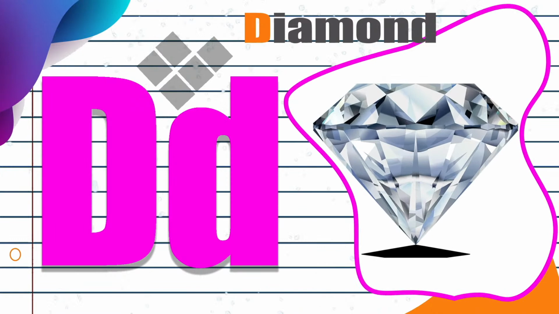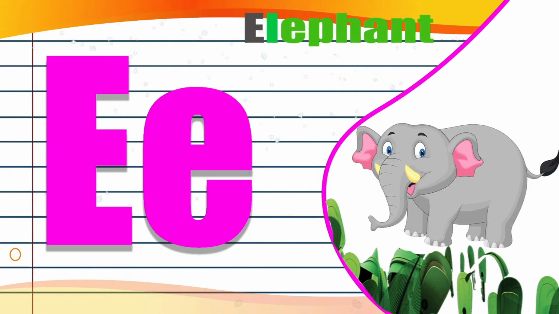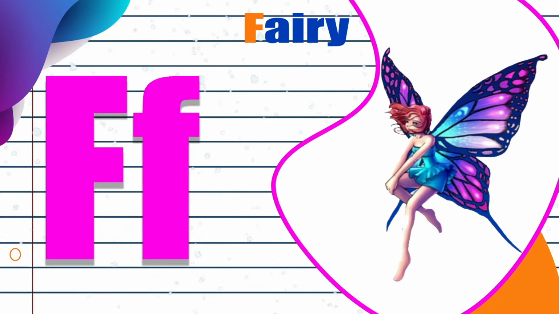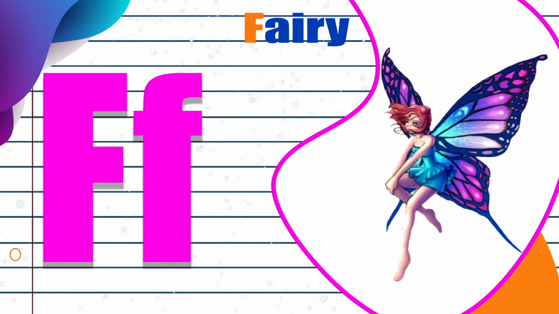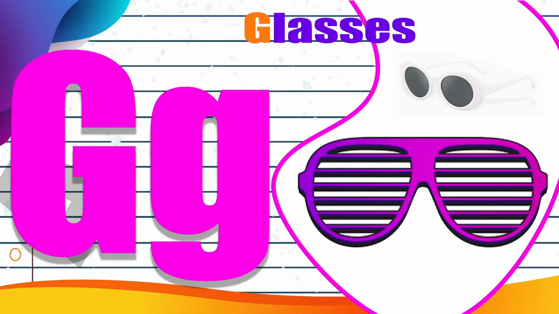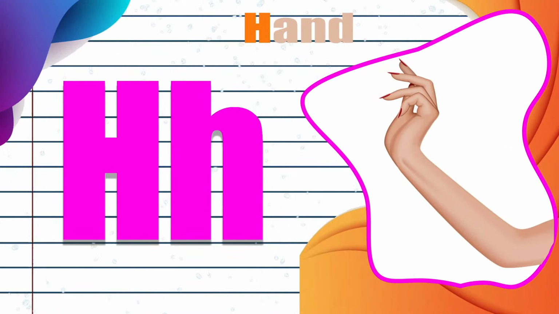E is for elephant. Elephant. E. Elephant. F is for fairy. Fairy. F. Fairy. G is for glasses. Glasses. G. Glasses. H is for hand. Hand. H. Hand.